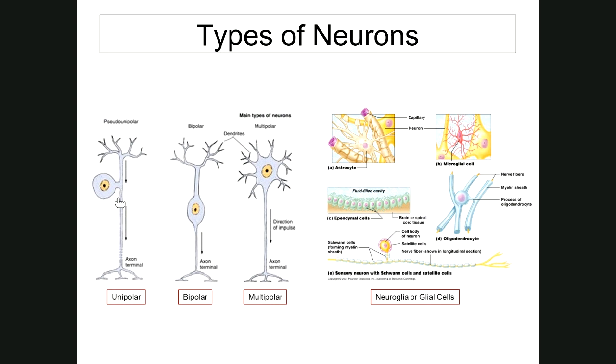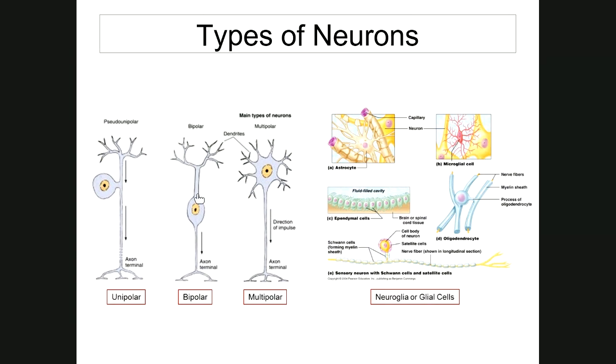Number two is bipolar. That means there are two branches off of the cell body. One acts as an axon, which is this bottom one again, taking the impulse away from the cell body. The other one acts as a dendrite, conducting an impulse toward the cell body.